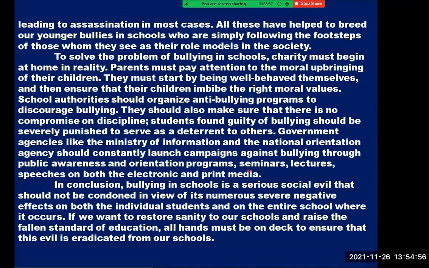So you have actually profiled solutions. You have examined the factors responsible for this social evil, and then you have actually come up with some recommendations. And this is very important in writing a composition of this nature. Then the last paragraph takes care of our conclusion.